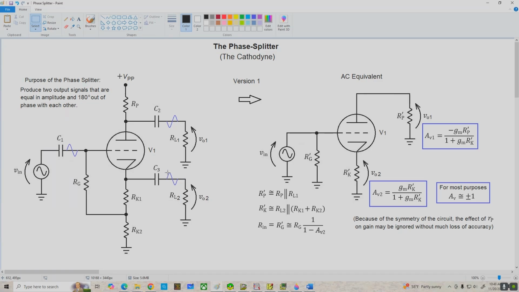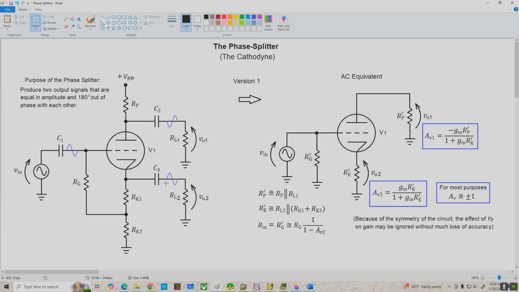Now, we know the gain of the cathode follower is always less than 1, but it's possible for the gain of the common cathode amplifier to have a gain magnitude greater than 1. But that's not going to happen here, and the reason is because usually RL1 is equal to RL2, and RP is going to be very close to the sum of RK1 and RK2. So we're going to see about the same effective small signal resistance in the plate side that we do in the cathode side of the circuit. And remember, we're assuming R sub G is a very large value that we can ignore here as well.